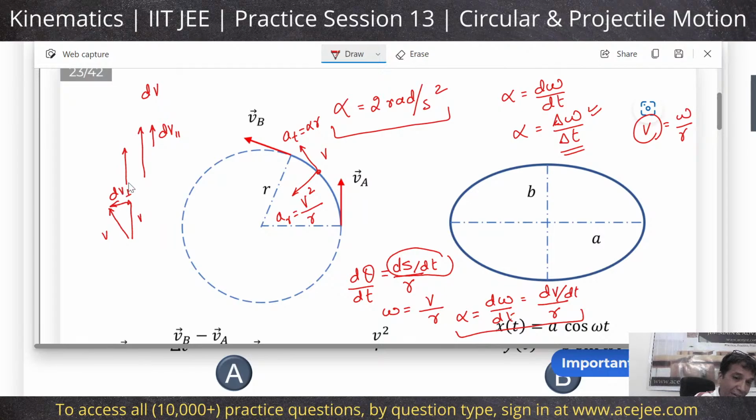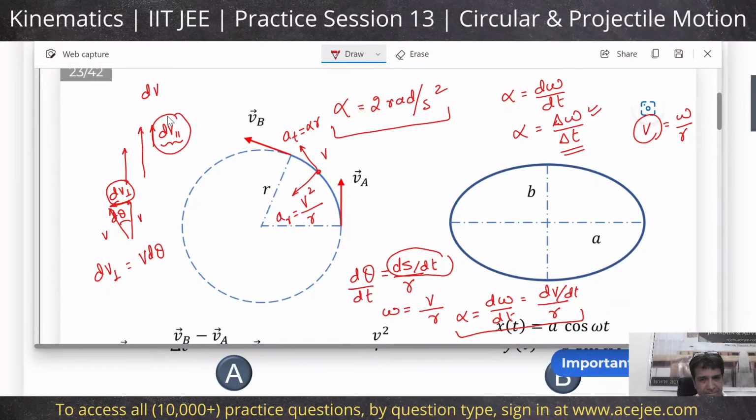Remember how we arrived at this dv. This dv perpendicular was v times theta. So it was dv by v equal to theta, right? So dv was v into theta, or v d theta. This angle was d theta, we wrote. Correct, no? This on the other hand is a change in its length.